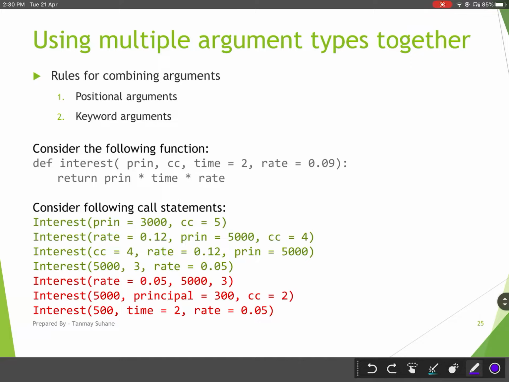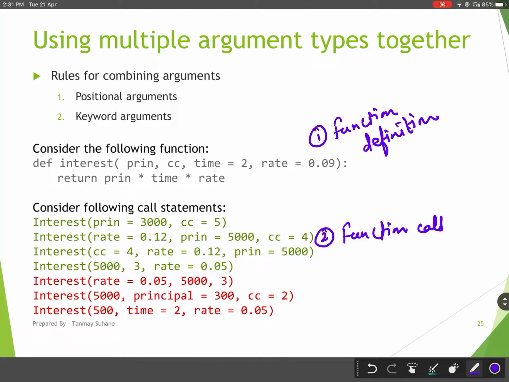So basically there are two things. First is function definition. Second is function call. So at the time of function definition, what is the order of arguments, and at the time of function call, what is the order of arguments. First we will see what is the order of arguments at the time of function definition.